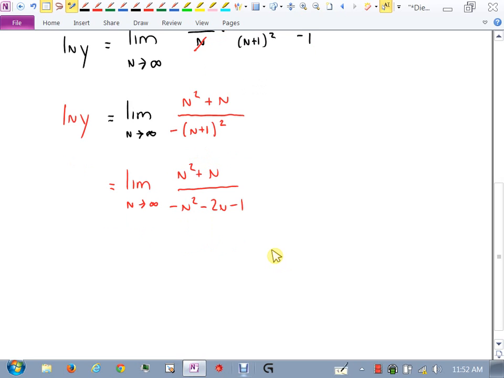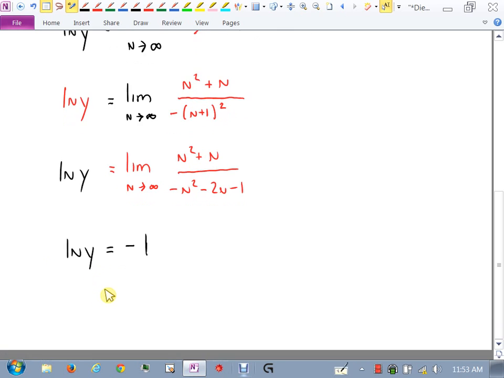Yes? Okay, so I have natural log y equals negative 1. Now, I wanted to know what y was, not natural log y. So what do I do now? Take e on both sides. So e to the natural log y equals e to the negative 1. So you get, finally, y equals e to the negative 1, which is 1 over e.